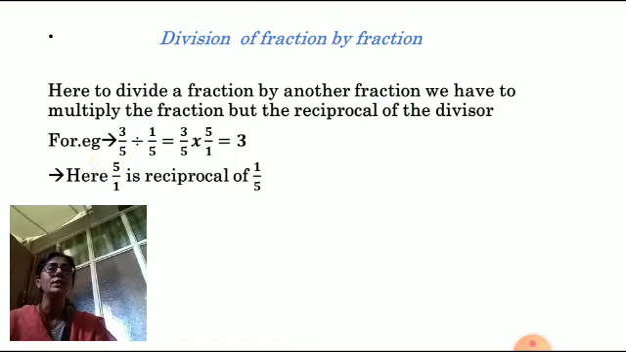upon 5. So which is our divisor? 1 upon 5. Therefore 5 upon 1 is the reciprocal of 1 upon 5. So we have to multiply the fraction with 5 upon 1. Therefore 3 upon 5 multiply by 5 upon 1. Now the same number we will cancel, that means 5 with 5. So what will be the remaining number? 3, right? So our answer is 3.